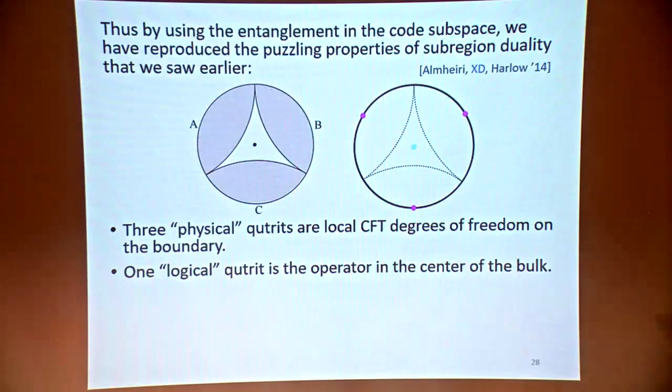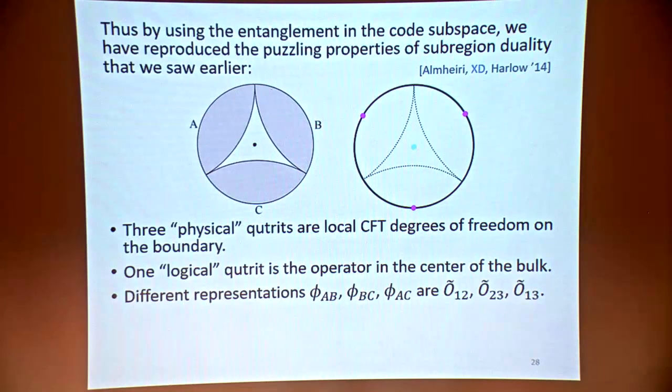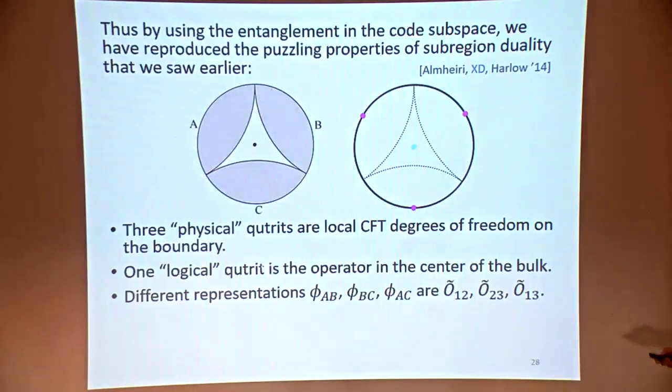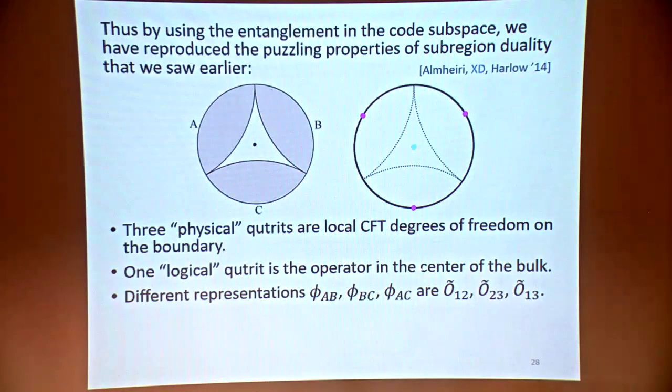There is one logical qubit that I'm trying to encode. That's what's represented by the three-dimensional code subspace. So that's the operator in the center. We have different realizations of the same bulk operator on the boundary. So we had Rindler reconstructions tells us three different operators, phi AB, phi BC, and phi AC. They are really the different implementations of the same underlying logical operation under different parts of the system, the O12 that we saw earlier, O23, and O13.